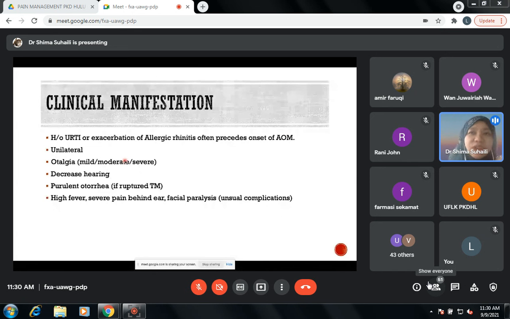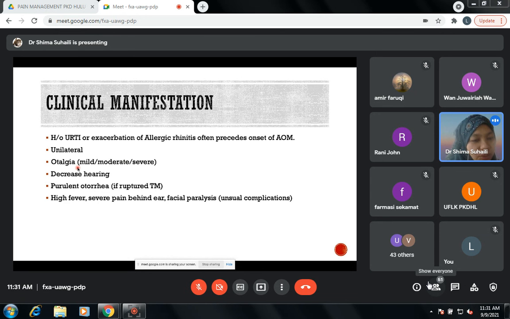And they usually present with unilateral ear problem lah. The main problem usually when they come, they will complain of otalgia or ear pain. The otalgia can be mild, moderate and severe. So I think after the previous lectures, you all knew how to assess the pain, because pain is the most important part to address in the AOM aside from the antibiotic therapy. Okay, and treat accordingly lah.